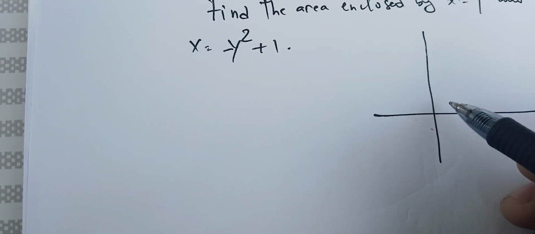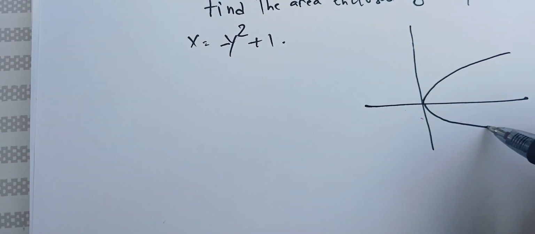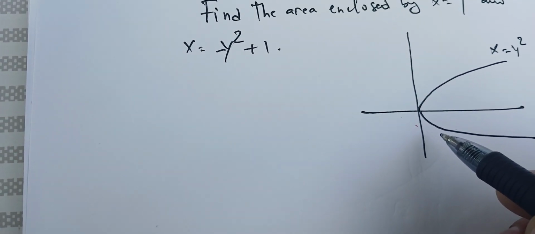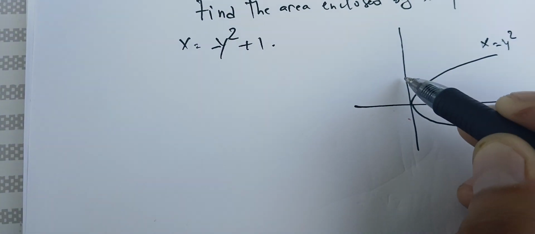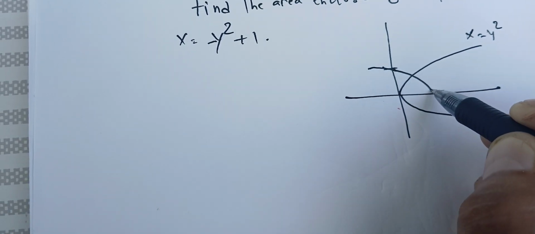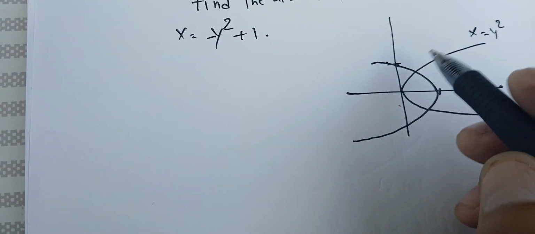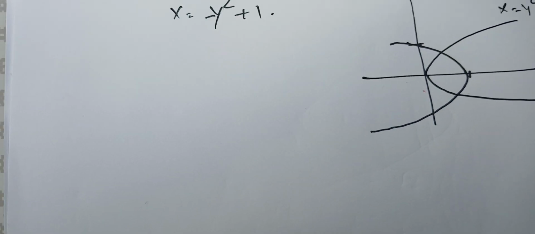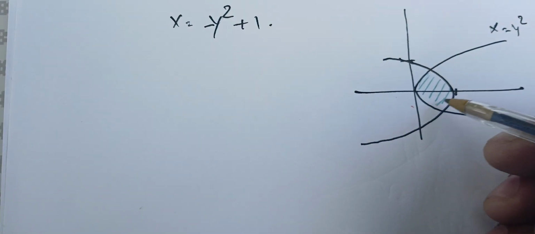Okay, the first one is x equals y squared. So this is x equals y squared, and the other one is minus y squared plus 1. So this is 1. The other one is just minus y squared shifted 1 unit up. Okay, and therefore we have the area enclosed by these two curves. So we see here, this is our area.